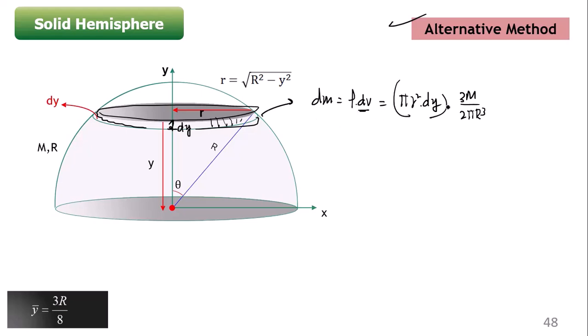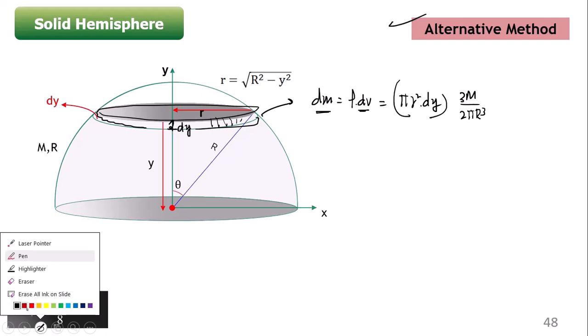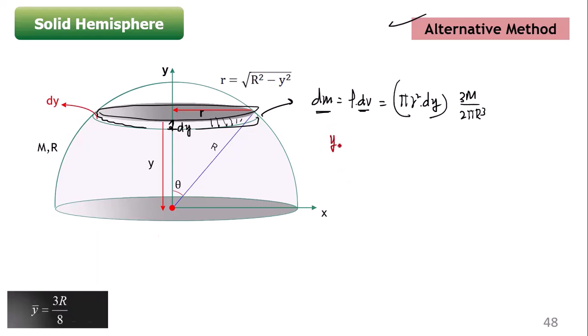That is the rho number. So ultimately it gives the dm number, that is the elemental mass of this disk. So once I got this elemental mass, now I calculate the y coordinate of the center of mass. That should be equal to integration of y dm divided by m.